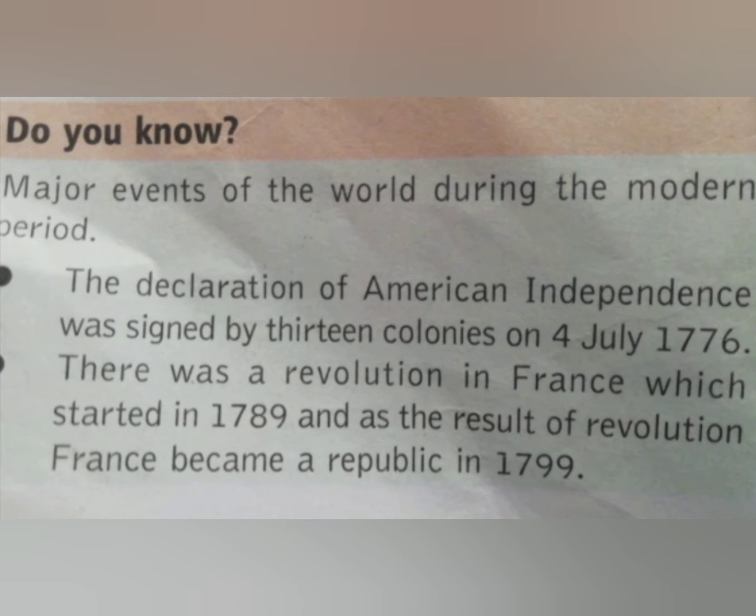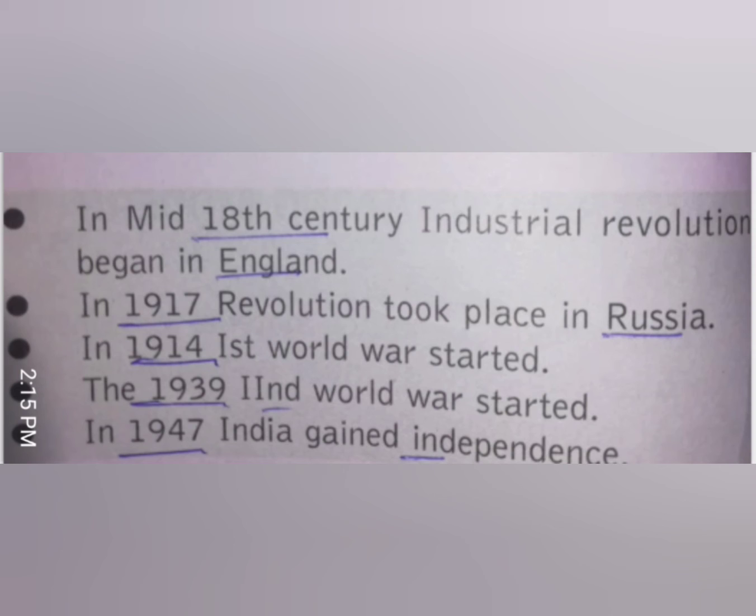The Declaration of American Independence was signed by 13 colonies on 4th July 1776. There was a revolution in France which started in 1789, and as a result of the revolution, France became a republic in 1799. Friends, in history, year and date are very important.